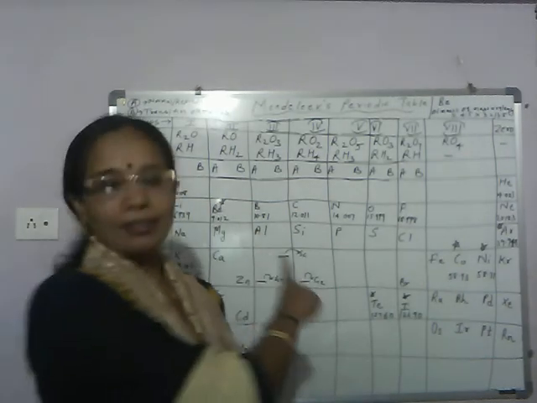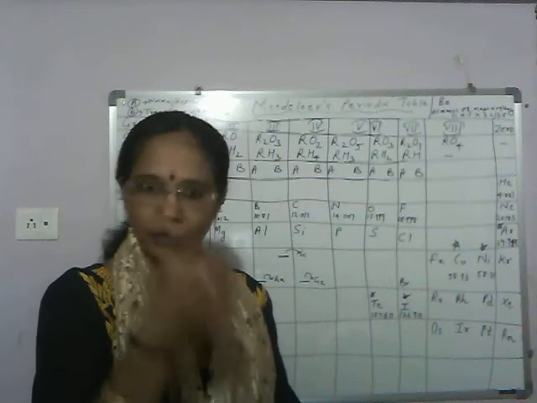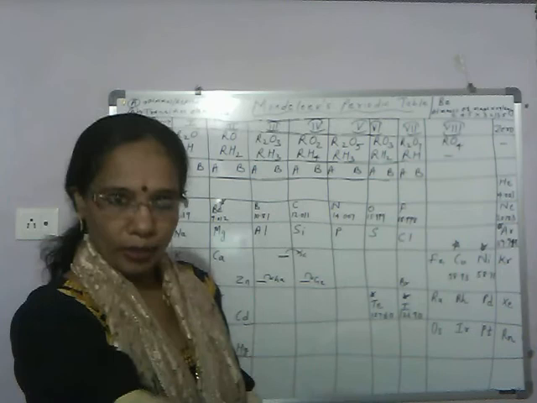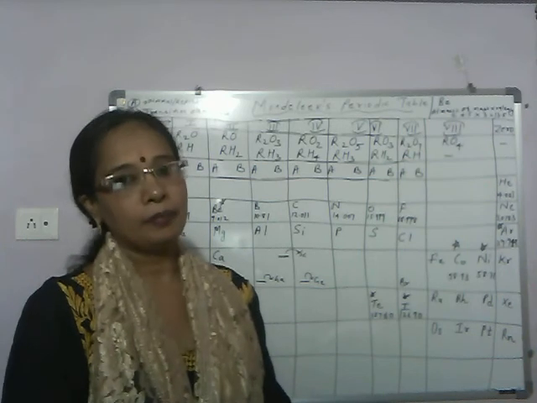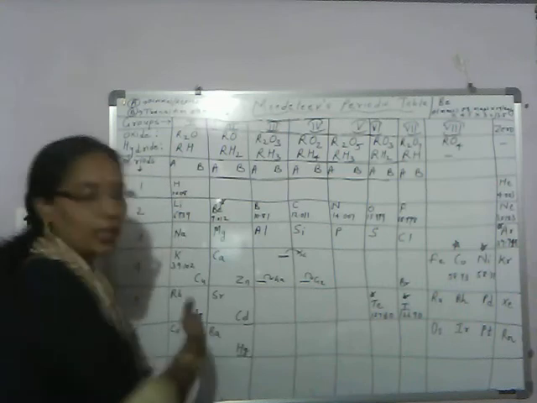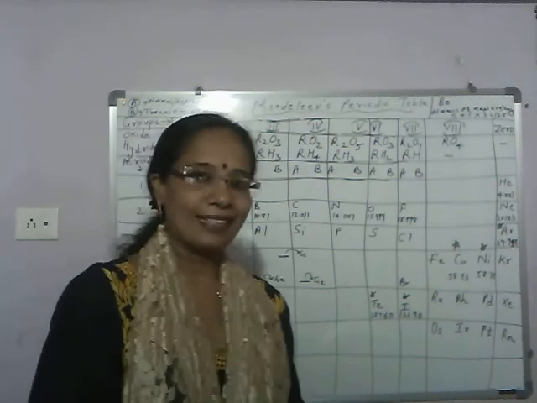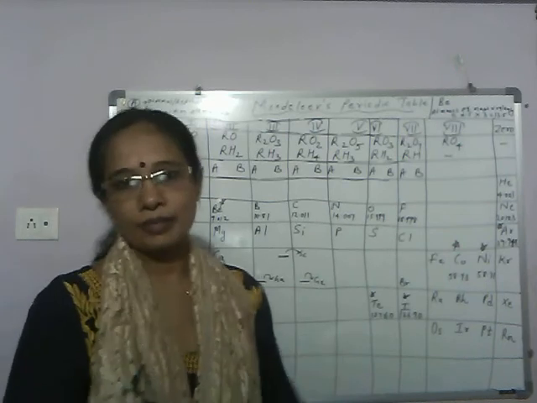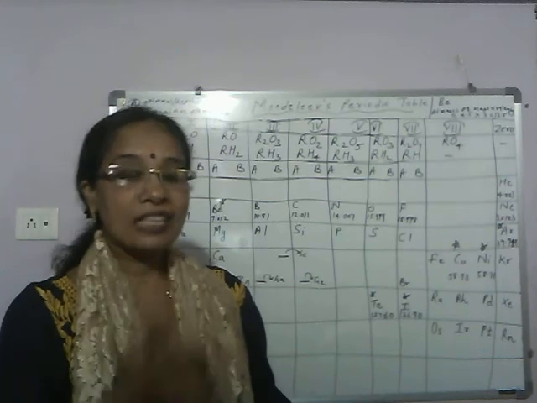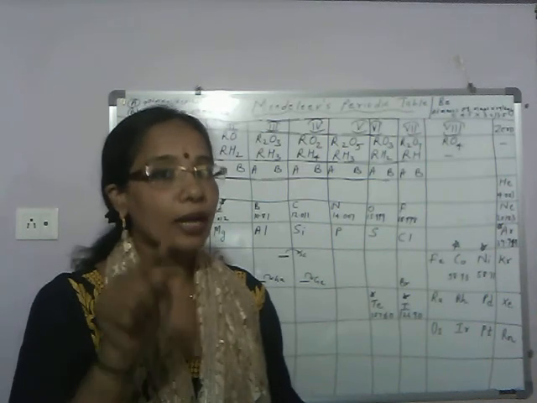So while developing this periodic table, Mendeleev kept two things in mind. One, atomic mass: elements should be arranged in increasing order of atomic mass. Second, elements with similar properties should fall under one vertical column, that is, group. Clear? So the first advantage is systematic study of elements. Second advantage, correction of doubtful atomic masses.